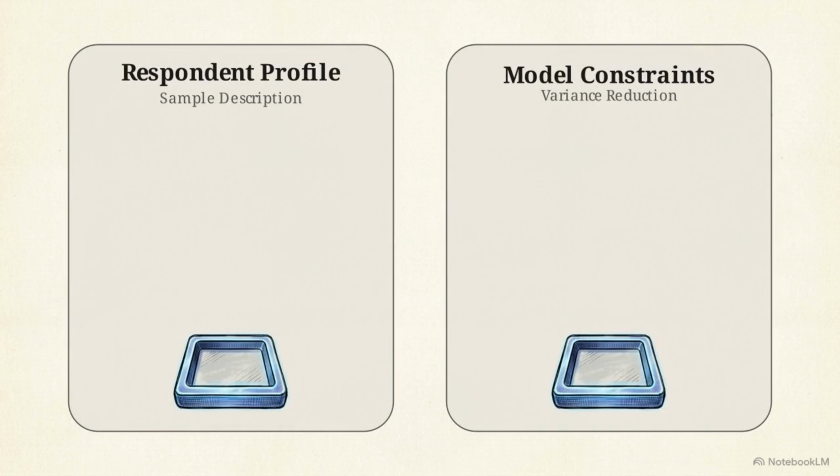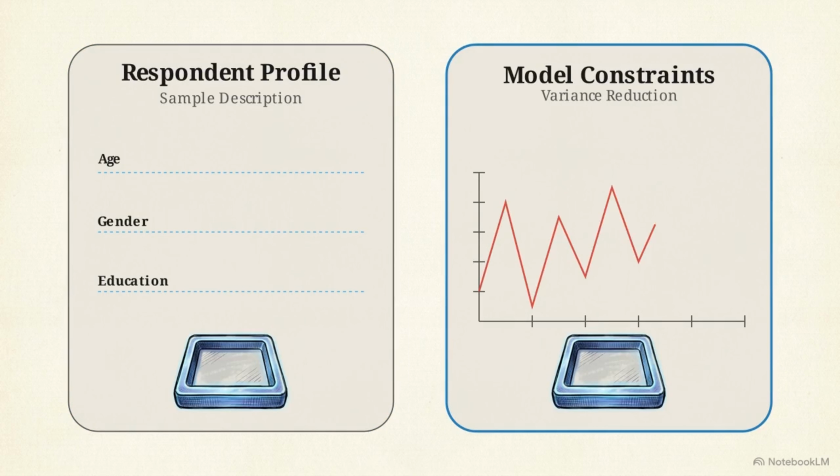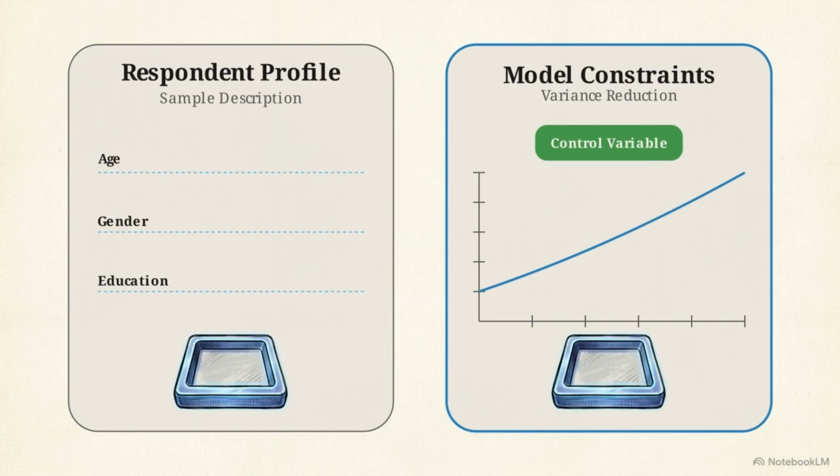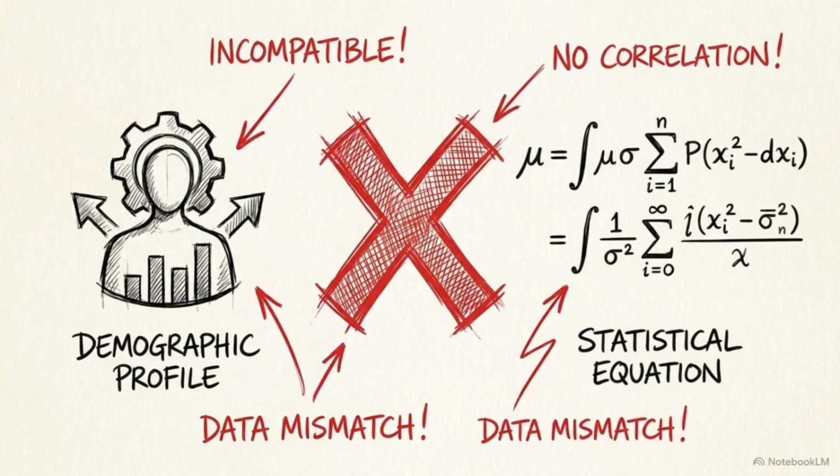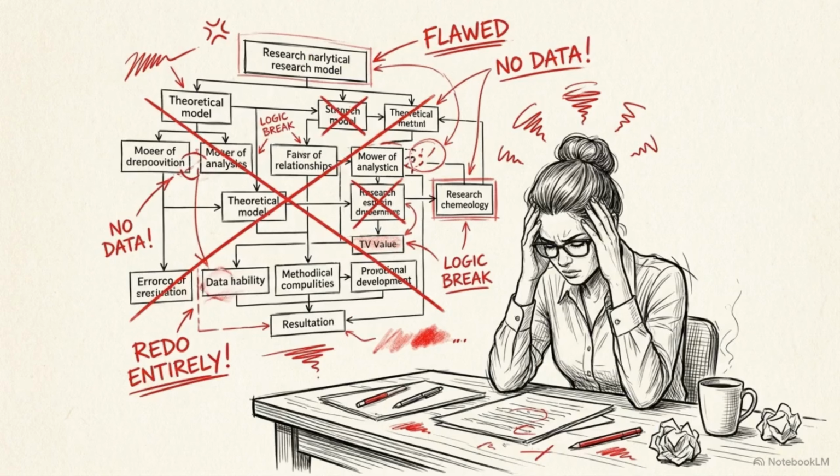This dashboard separates variables into two categories: sample description and variance reduction. Demographics belong in sample description, mapping the captured sample's parameters. Control variables operate differently. They are metrics injected into your model to rule out alternative explanations for the outcome. Blurring the lines between these two functions leads to flawed research architecture. You cannot use a descriptive tag to do the mathematical work of isolating variance. Misclassifying a simple descriptive demographic as a control variable breaks the theoretical framework of the study.